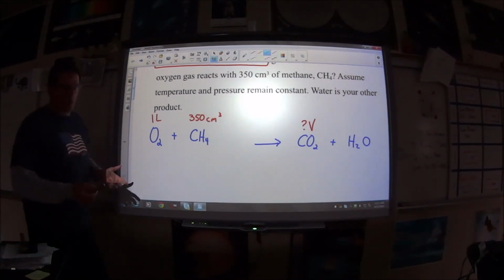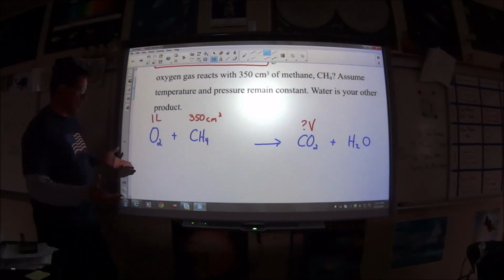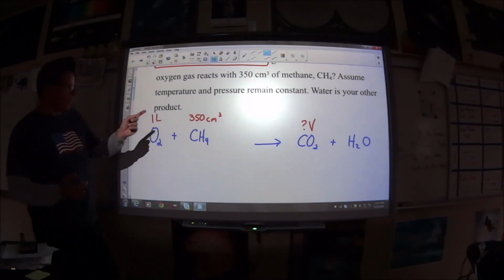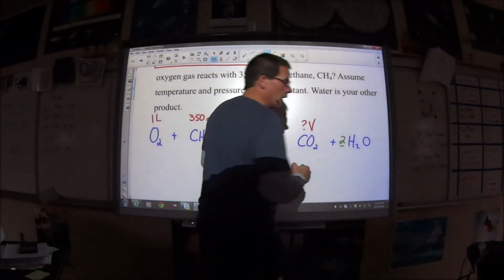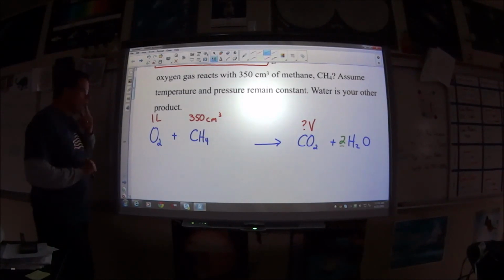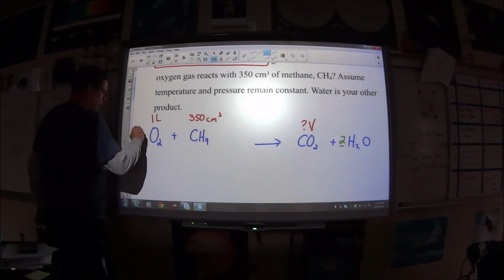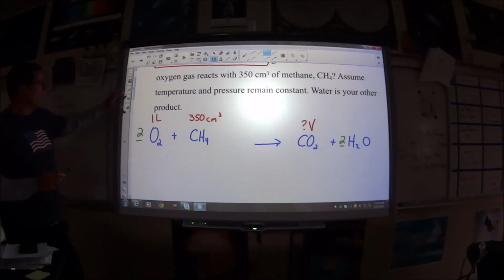Since this is a stoichiometry problem, step 1, write a balanced equation. Is this balanced? I see 4 hydrogen here, but only 2 over here, so let's start with that. And 2 is an even number, so that's a good thing. I've got 1 carbon, so it looks like I just need a 2 there. And I believe I'm balanced on both sides, and I am.